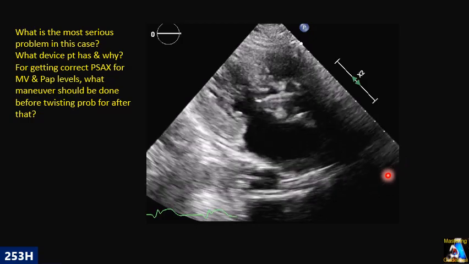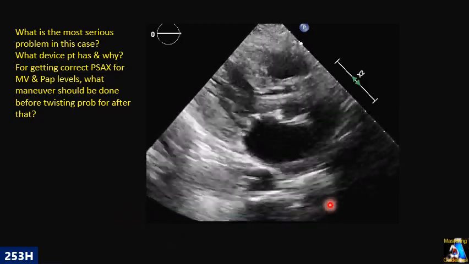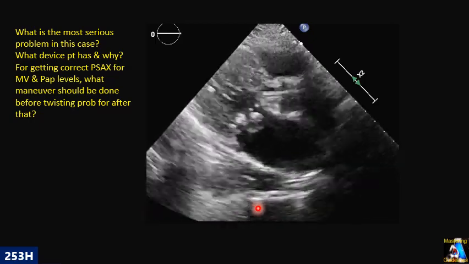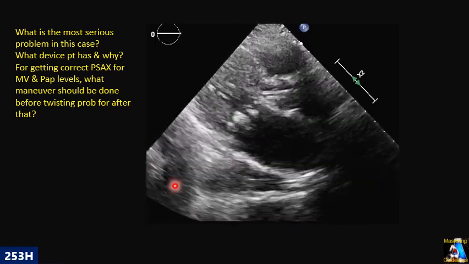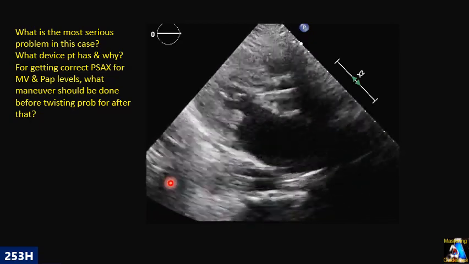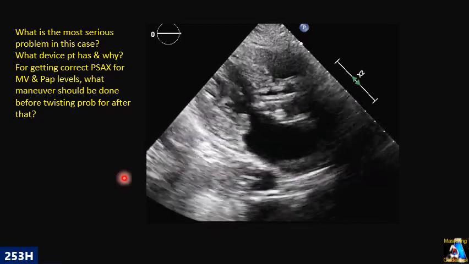Hi everyone, here we have a patient in the ICU. You scanned, patient is unstable. You scan and you get this view. First of all, what is the most important abnormal finding on this case? Third, patient has what type of device and why has it been used based on this?